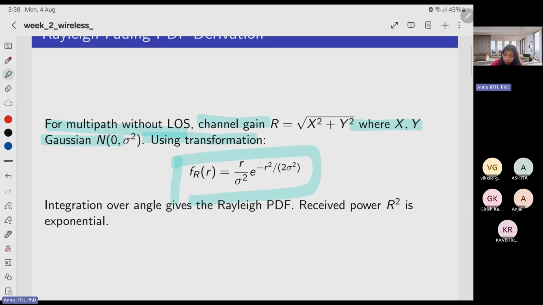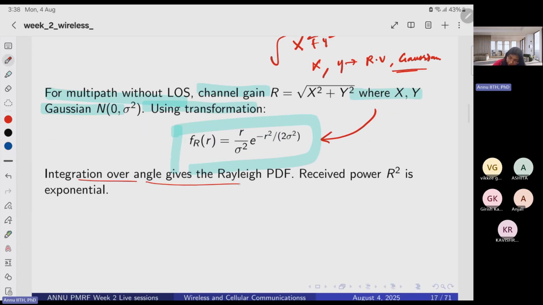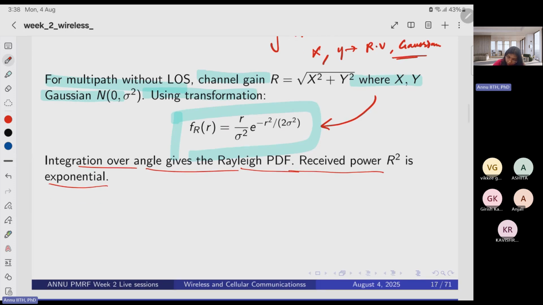If you combine x square plus y square, where x and y are both random variables and Gaussian in nature, then you get this type of distribution. The integration over angle gives the Rayleigh PDF, and the received power r square is exponential. So this is the PDF of received power. How will you get the received power r square?